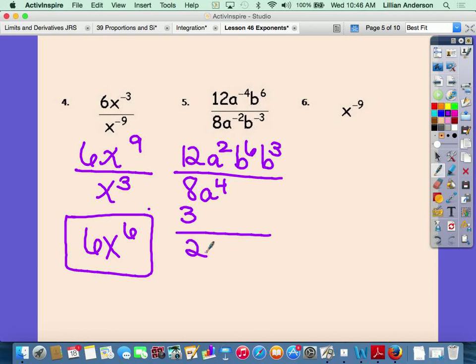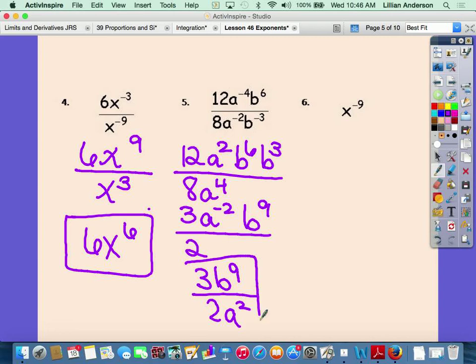Now, I would subtract my exponents. What's 2 minus 4? Negative 2. So this is the a to the negative 2. What do I do to my b's? Add my exponents, so I shall get b to the 9th. I can't have any negative exponents, so I need to bring that a to the negative 2 where? Down. So my final answer is this: 3b to the 9th over 2a squared.